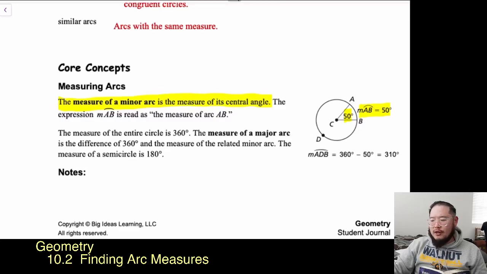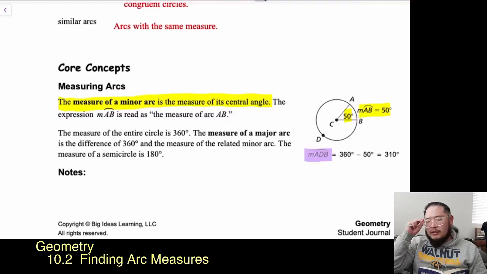Now, pay close attention right here. They put the measure of arc ADB. So typically, in good practice, I will go in order, whether we go clockwise or counterclockwise. We'll go in order of the points that happen to be on the outer side of the circle. If I'm talking about the major arc, look, they went A, D, B. And so from there, it's pretty easy to understand that we are talking about those 3 points, and that happens to be the major arc right here.